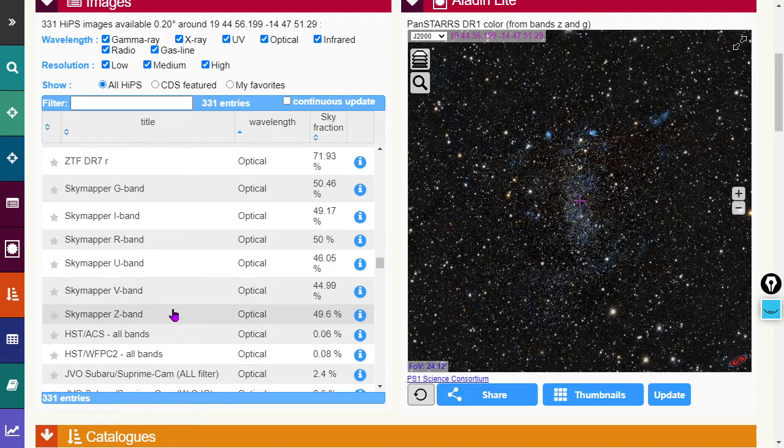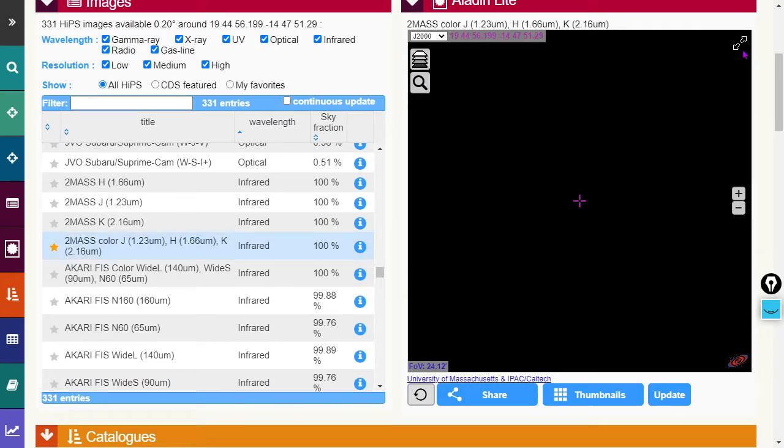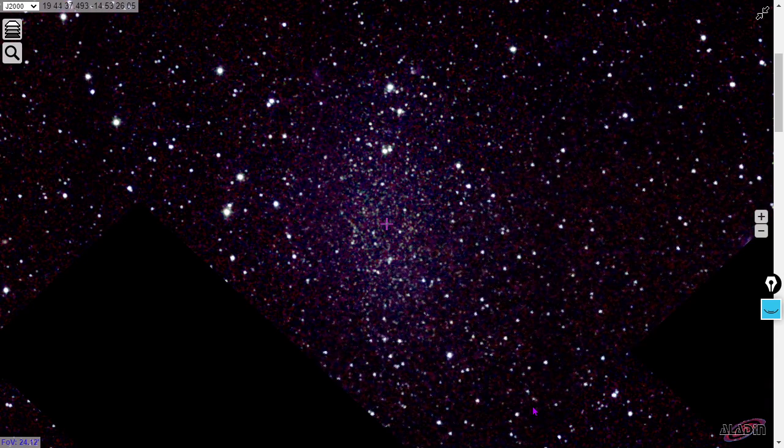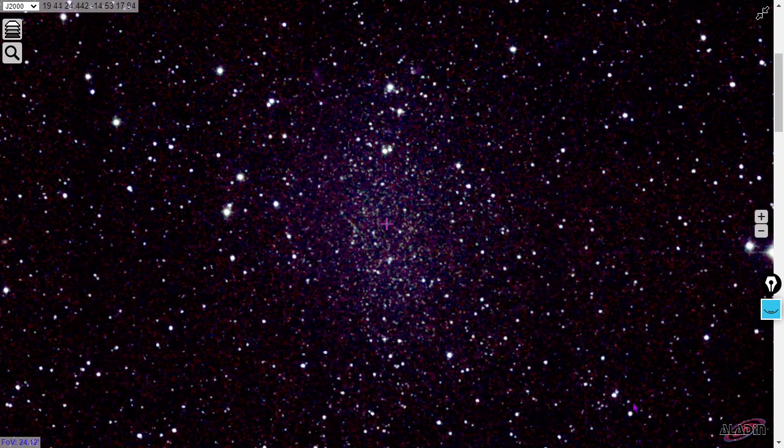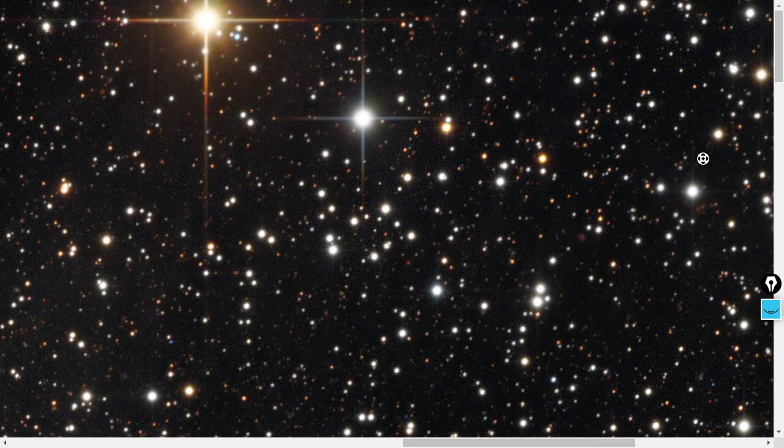Let's take a look at it in infrared as well real quick. Here it is on the 2MASS. There are the thermal spectra of Barnard's Galaxy. Again, it's the astronomy picture of the day.